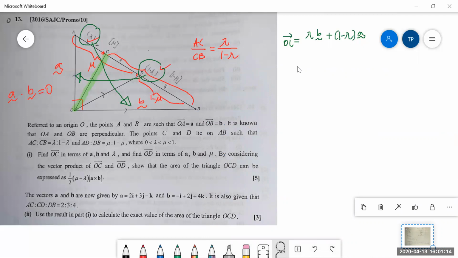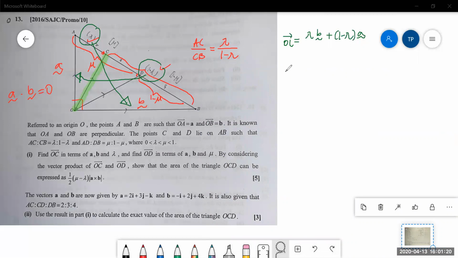After that, they want you to find OD. So let's take a look at OD. OD will be equal to, let me erase some stuff first. Okay, so now OD. OD is over here. If you want to look at OD, we have to look at the proportion, which is mu and 1 minus mu. So we have to crisscross like that.